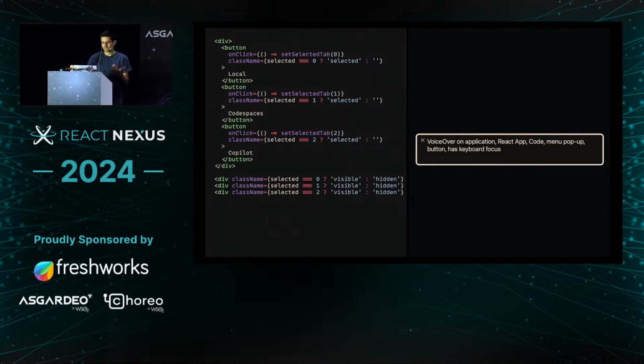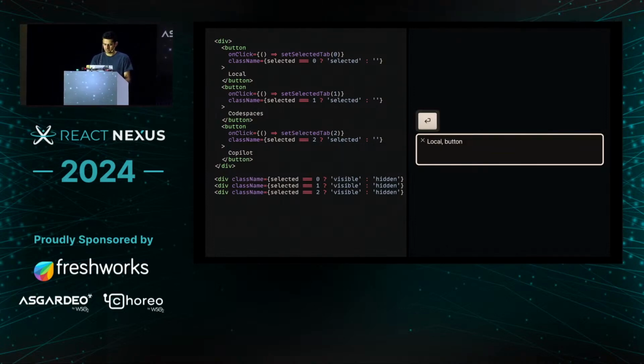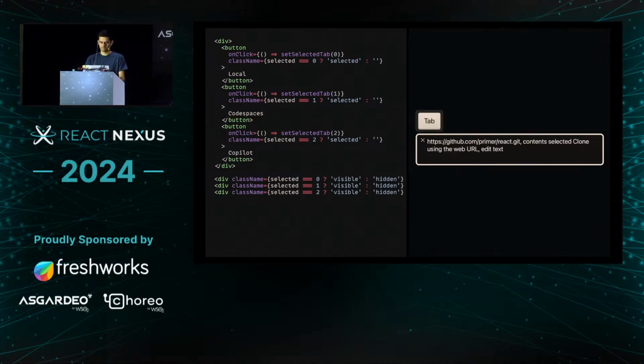So because it said it has a menu pop-up, I can press the Enter key to open the menu pop-up. So I'm going to do that. Local, button. Codespaces, button. Copilot, button. Copy URL to clipboard, button. HTTPS, GitHub Primer React Git, content select open with GitHub Desktop, button. Download zip, button. Local, button. Oh, I see, it loops back to the first button.